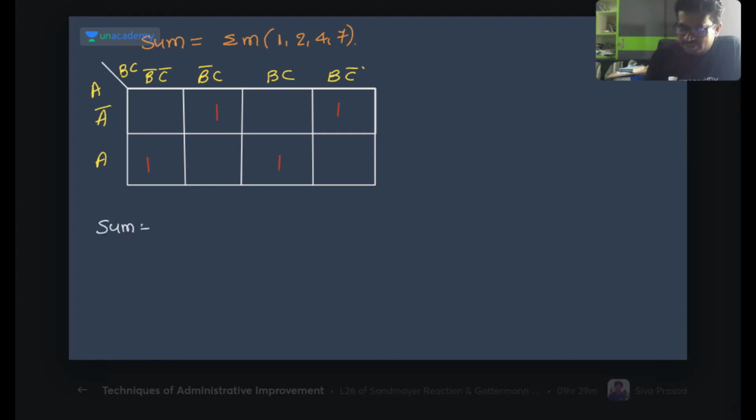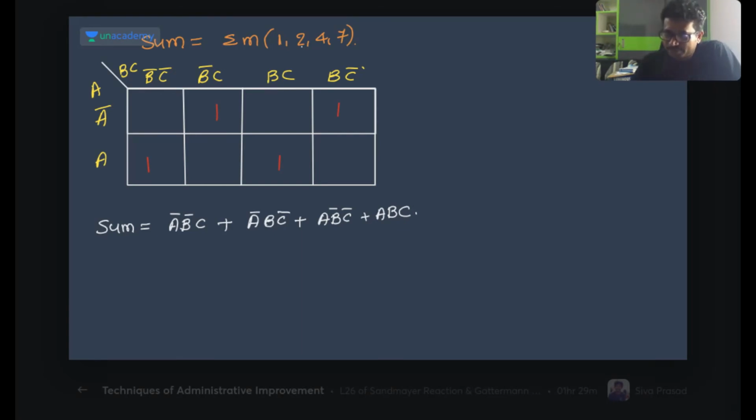Tell me the sum expression. 1 means A bar B bar C. 2 means A bar B C bar. 4 means A B bar C bar. 7 means A B C. This is the sum expression.